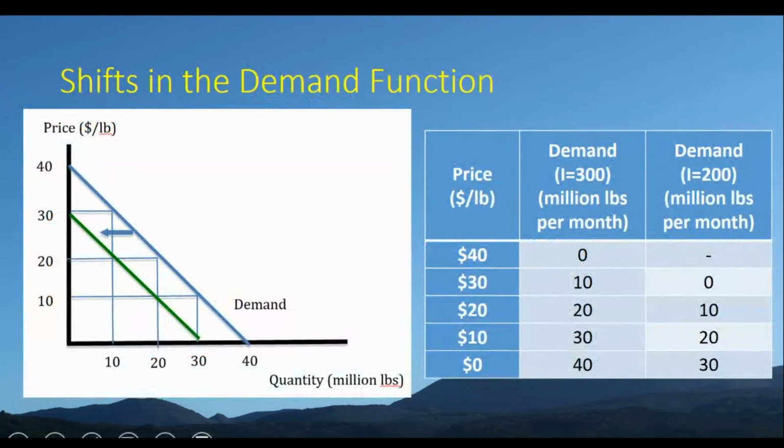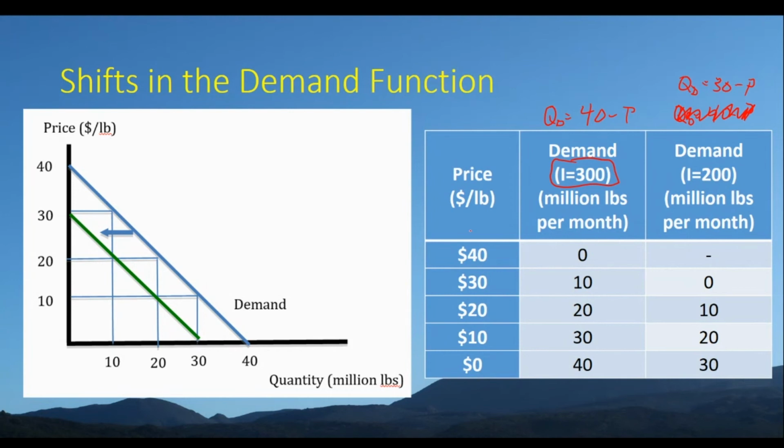Well, let's see what happens. Here's the new demand schedule. Quantity demanded is equal to 40 minus P, which is the quantity demanded when I is equal to 300. And this is the quantity demanded when I is equal to 200, and we get 30 minus P instead.